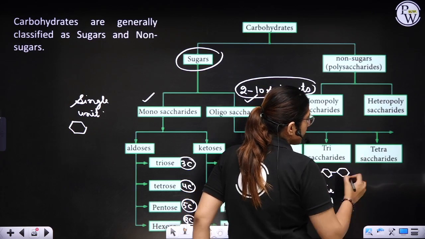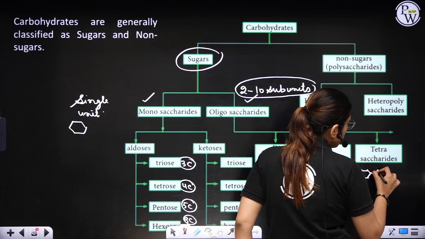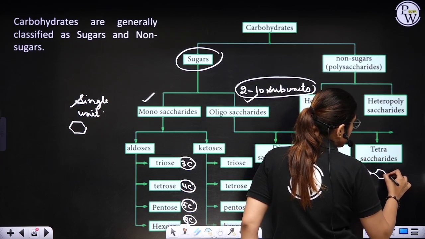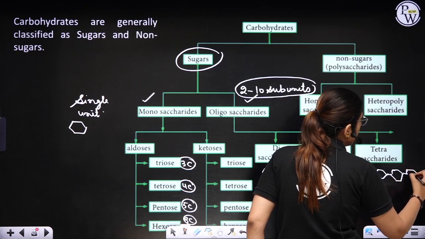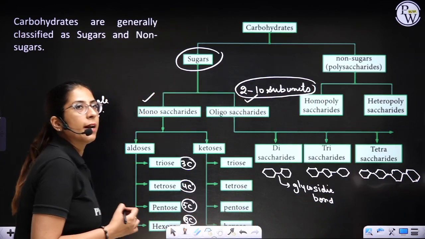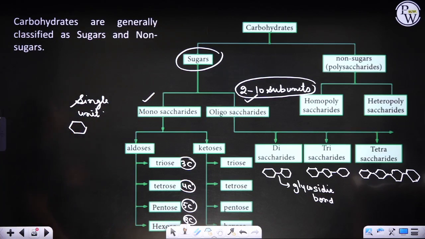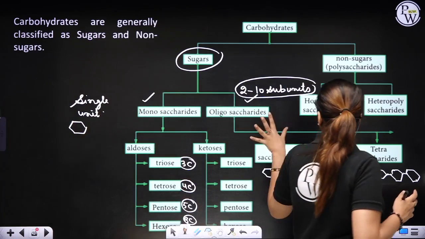Tetrasaccharides are what? Tetrasaccharides, that means four are joined together, like this. And they have glycosidic bonds present in them. And whenever they join together, a dehydration reaction occurs, that means water is being removed. Clear? So I hope the oligosaccharides are clear.